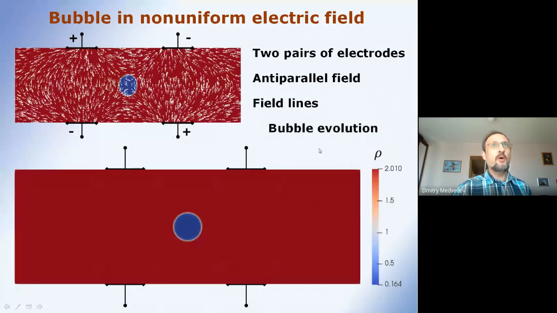If we have two pairs of electrodes with opposite polarity, then the field is low in the center, and there is a kind of quadrupole trap. So the bubble is trapped in this position, and it elongates slightly. You can see this also in this movie.